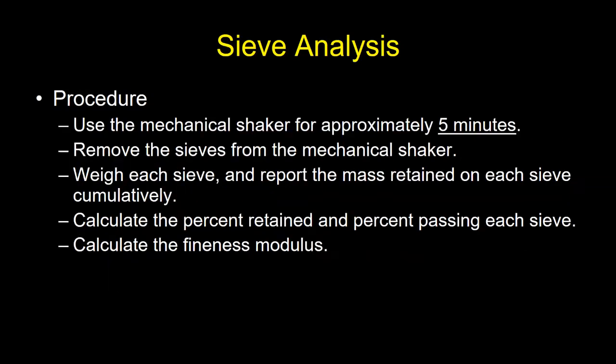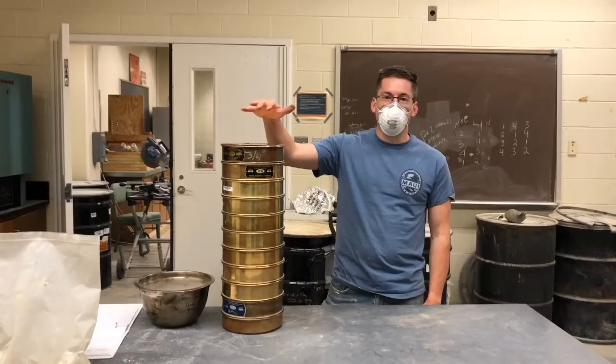Then what you do is you dump all of your aggregate into the top of the sieves. You use a mechanical shaker for 5 minutes. Then you remove the sieves from the mechanical shaker. You weigh each sieve or the material retained on it, and you report the mass on each sieve cumulatively. So I guess I'll explain this a little bit afterwards, so I won't get into it now. And then what you do is you calculate percent retained, percent passing, and the fineness modulus of the material that you've passed through it. So we'll go ahead and watch another video.